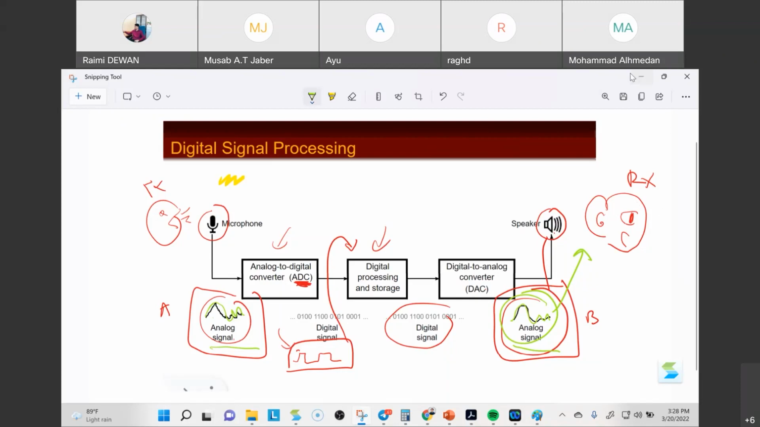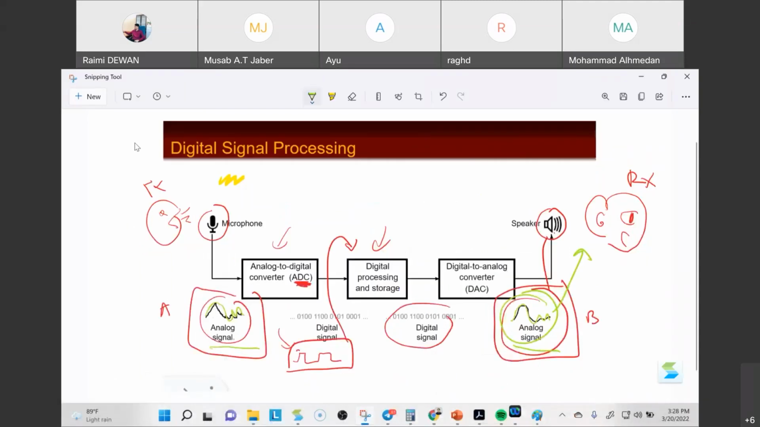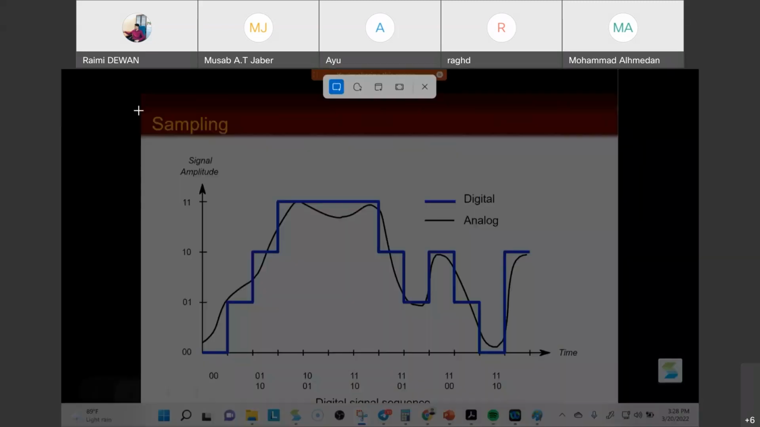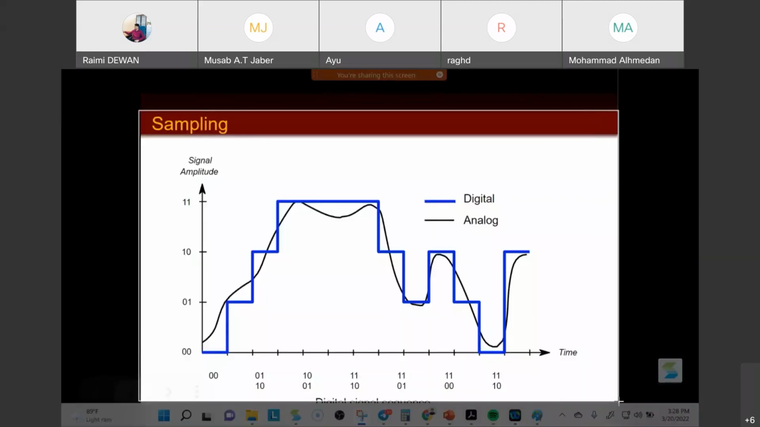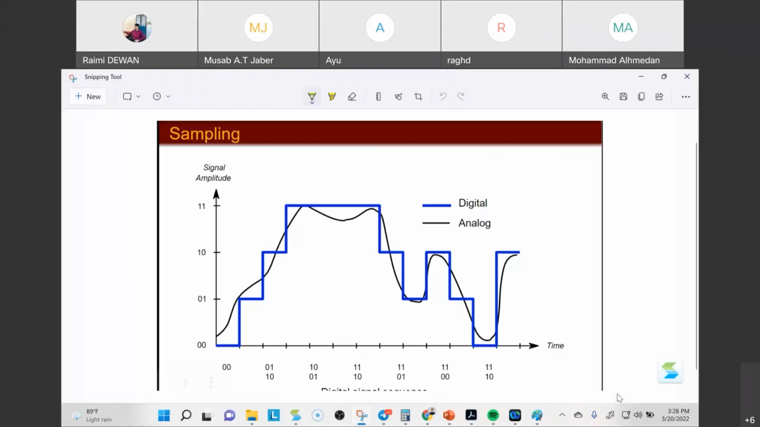So this is the sampling, where we want to sample. For example, if this is your analog signal, the black one, and you want to digitize it into 4 levels.